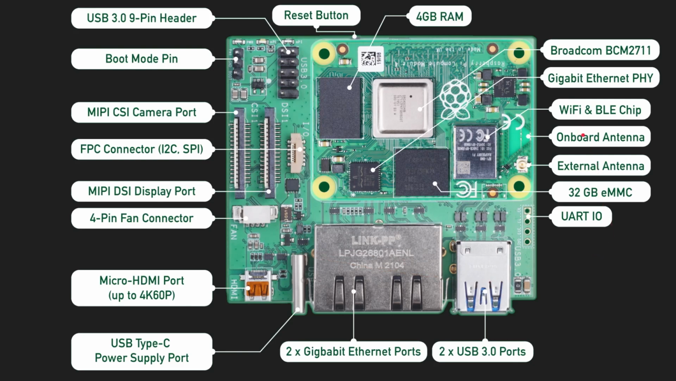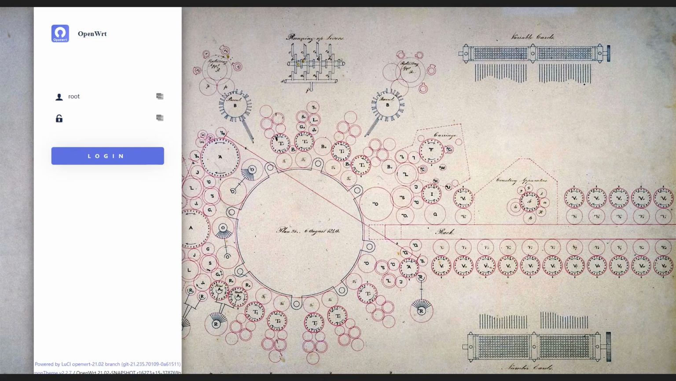You've got Wi-Fi, of course, built into that, Bluetooth, and then you've got the various gigabit stuff that's connected, the physical stuff that goes onto the compute module, 4 gigabytes of RAM, and a nice little reset button here. So you can actually use this just as a carrier board with the compute module, or of course you can use it specifically for OpenWRT.